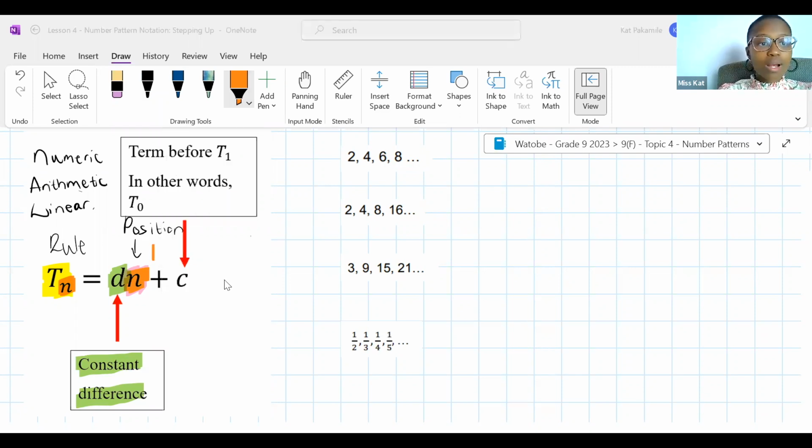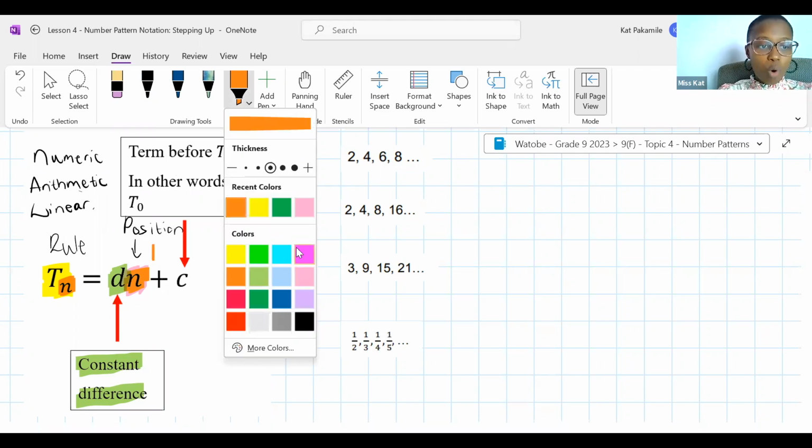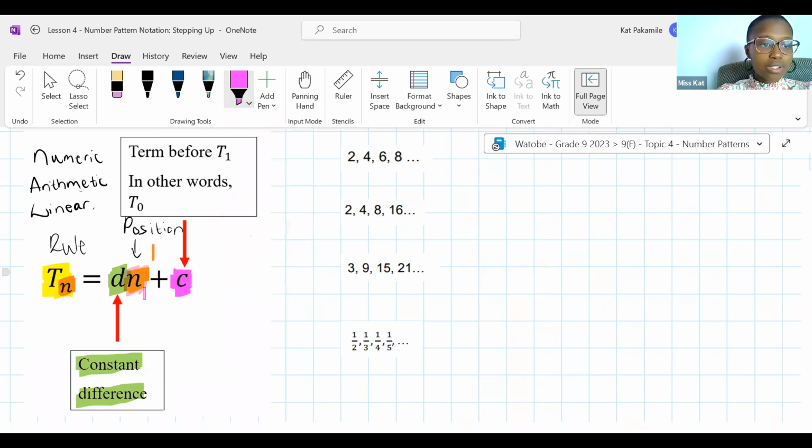And now I'm introducing a new variable, and this one I'm going to call c. So c is the term before term 1. This is going to be the term that would have been before term 1. Generally, our number patterns start from term 1, but if you follow the rule, you can figure out what would have come before term 1. In other words, we call it T0, because 0 is before 1, isn't it? So term number 0.